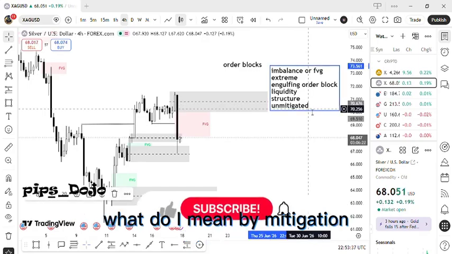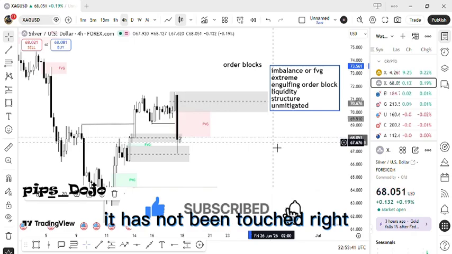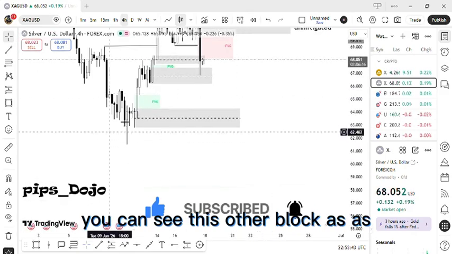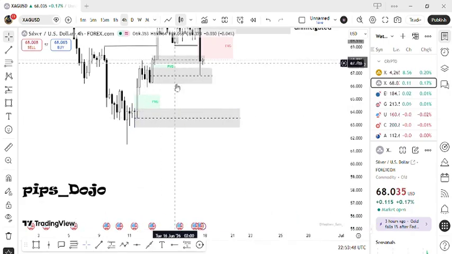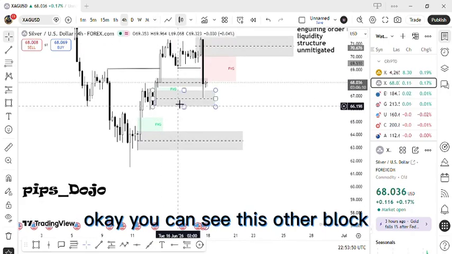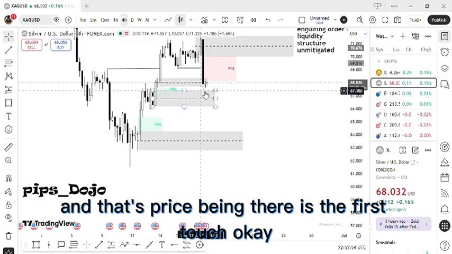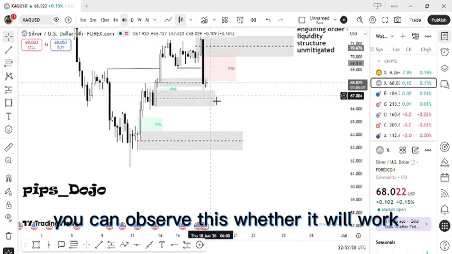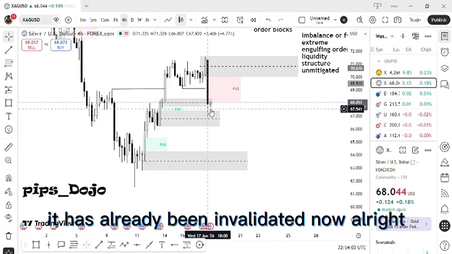What do I mean by mitigation? It means it has not been tested before, it has not been touched, right? You can see this order block. Has price touched it after forming? No. Okay, you can see this order block, price is currently there right now, and price being there is the first touch. Okay, you can observe whether it will work. Then this order block, it has already been invalidated now.